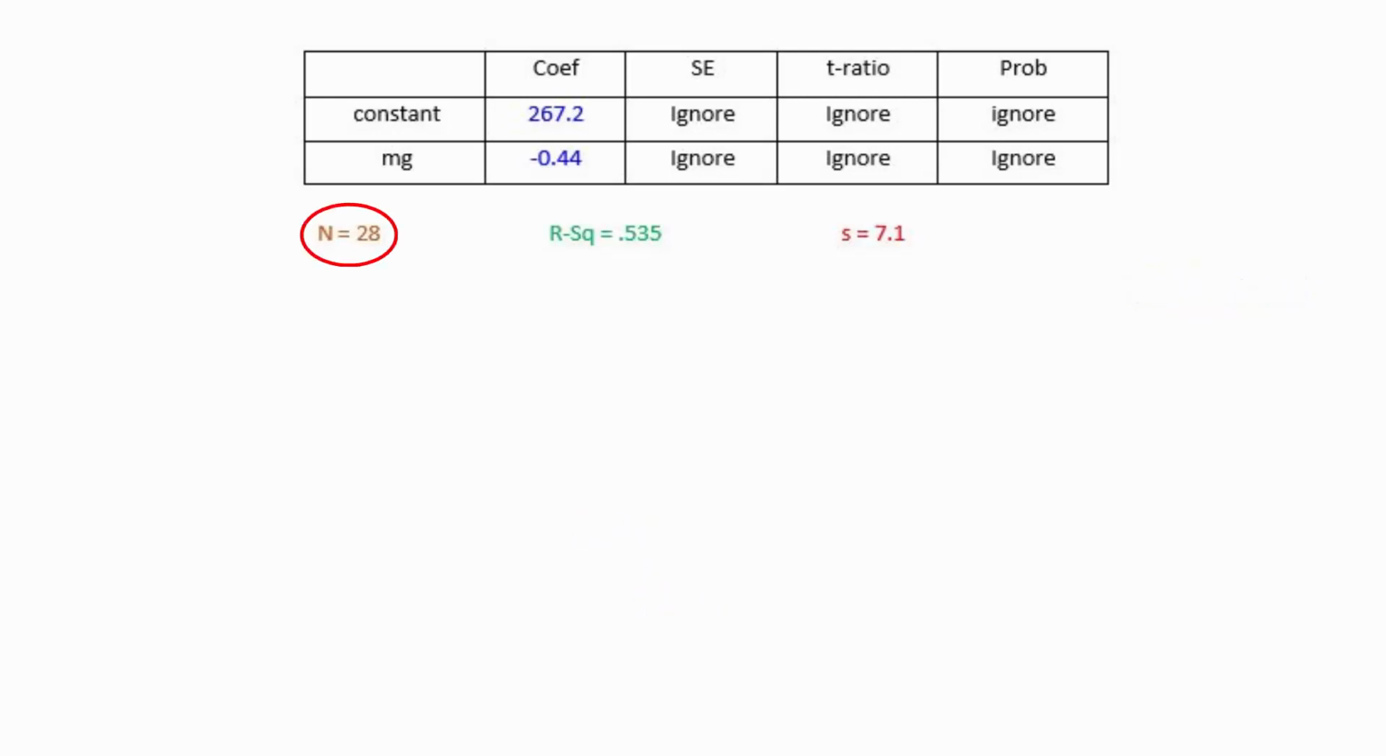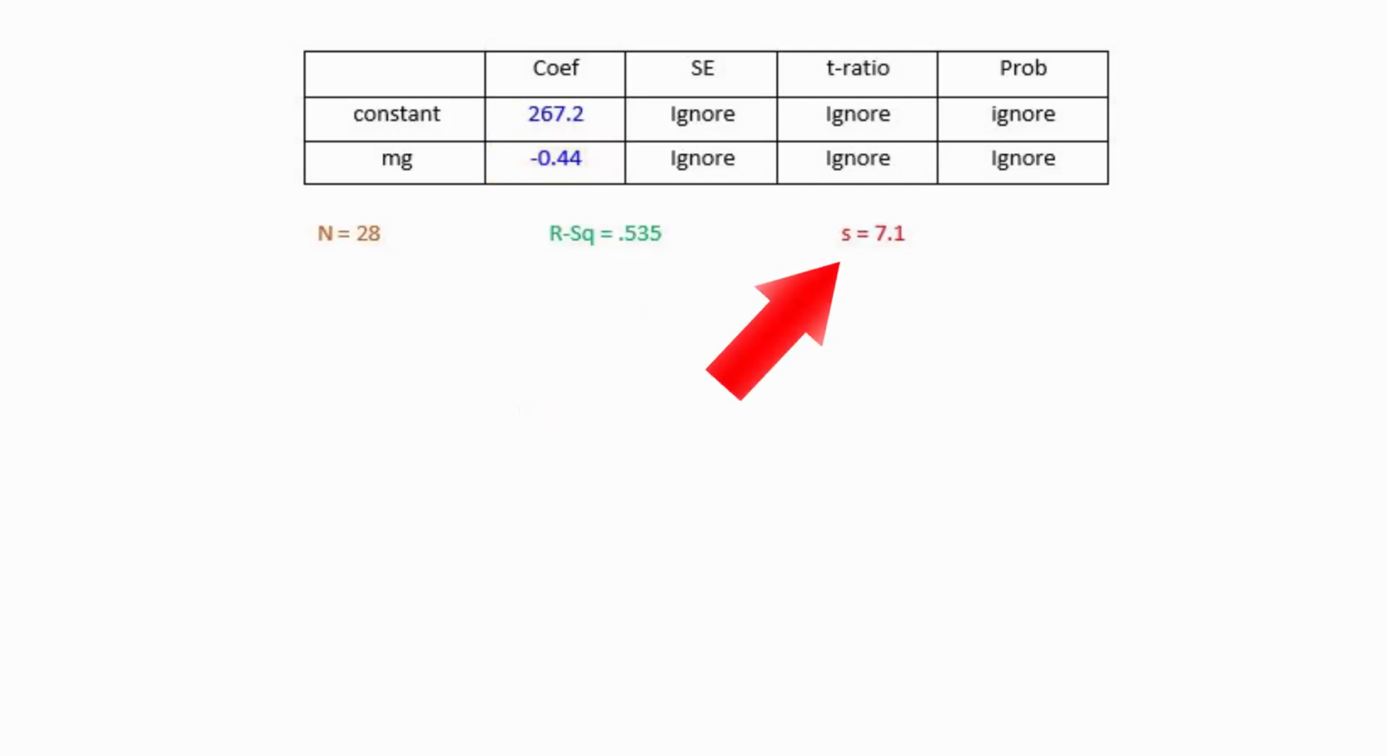N equals 28 participants, r squared is 0.535, therefore 53.5% of the variation in cholesterol level is explained by the linear relationship to the dose of medicine given. The correlation coefficient is the square root of 0.535, but is it the positive or negative square root? Well, the slope answers this question. We have a negative slope and thus a negative linear association. Therefore, r equals negative 0.731.